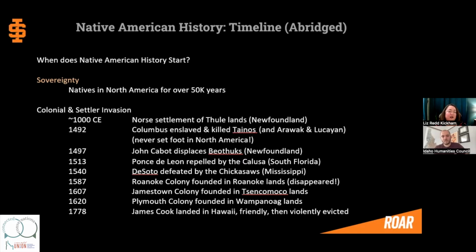and the Arawak and the Lucayan, but never set foot in North America. Oftentimes when we're talking about Columbus in history classes, we never even mention the name of the Tainos, right? They just say, oh, he came here and found Native Americans. And we leave out the fact that he enslaved Native Americans, that he killed Native Americans, that he traded in 10-year-old girls for sex, right?